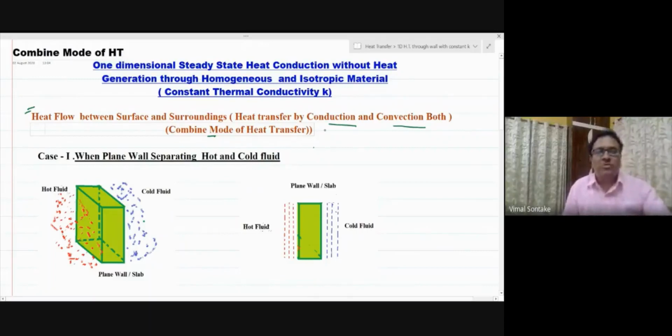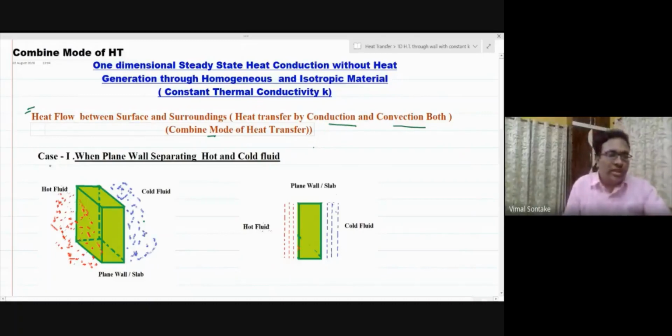So when combined mode of heat transfer comes into picture, when there is a convection, there is a conduction mode. And we know by convection, heat transfer takes place between fluid and the solid surface or between two fluids. And by conduction mechanism, heat transfer takes place predominantly in solids. So let us discuss heat conduction through a composite wall or plane wall when conduction and convection, both modes, are involved.